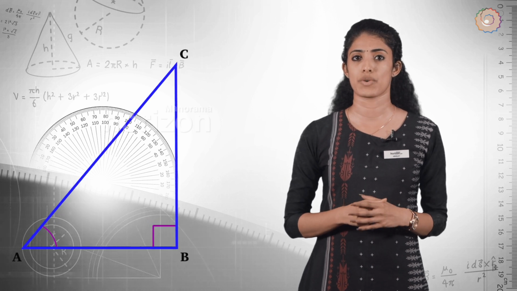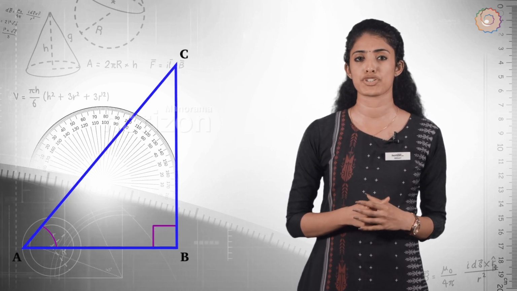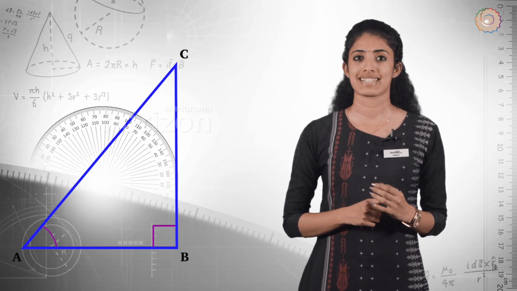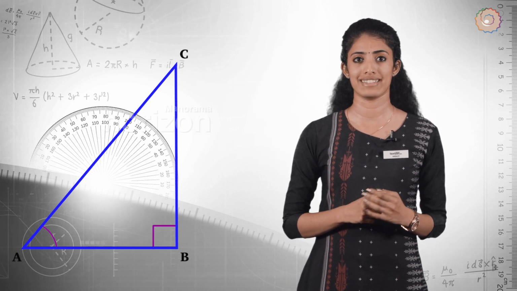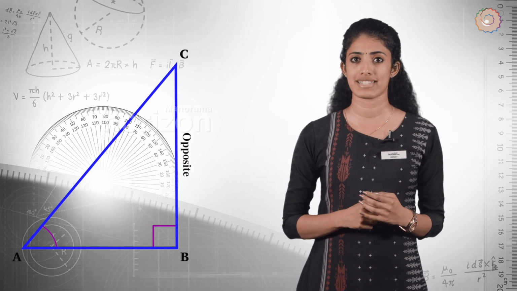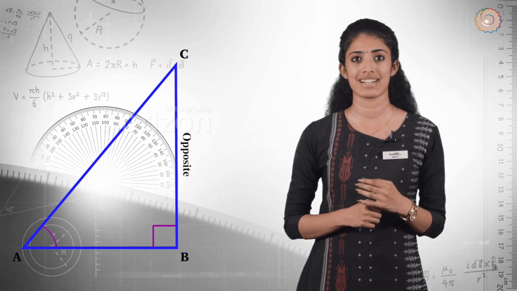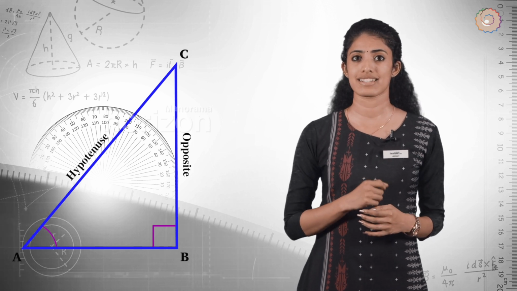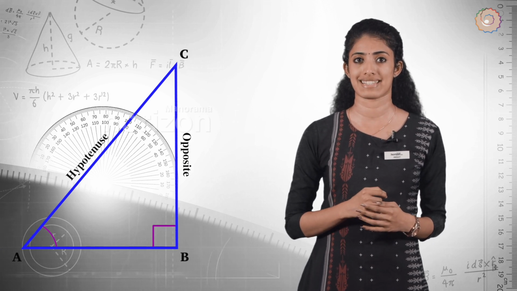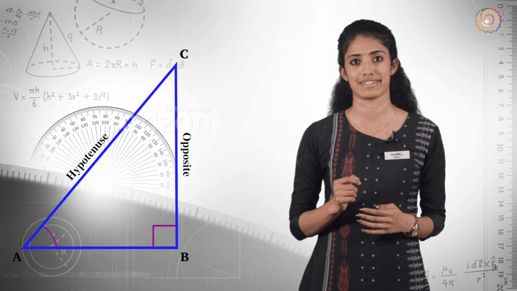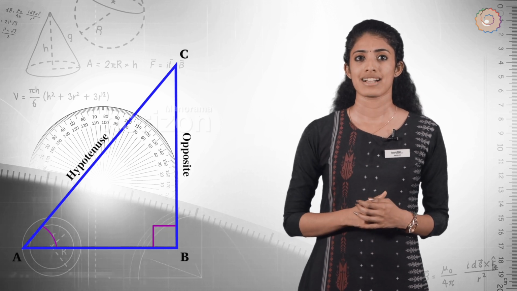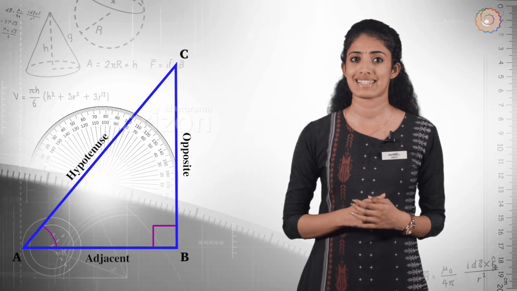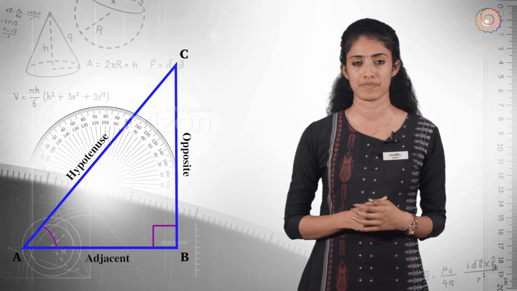Let's consider a right-angled triangle ABC as shown in the figure. Now, from the triangle we see that side BC is opposite to angle A. This side faces angle A and is called the side opposite to angle A in the triangle. AC is the hypotenuse of the triangle, as that is the longest side of the right-angled triangle. And the side adjacent to angle A is AB, which can be called the side adjacent to angle A.